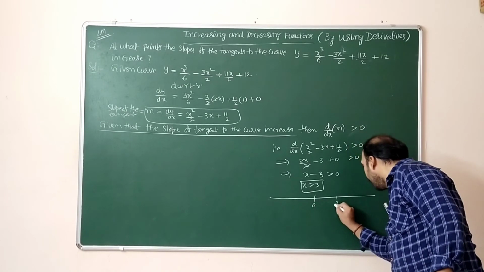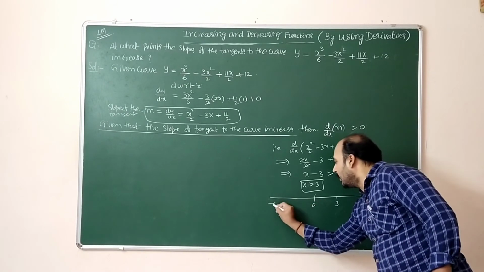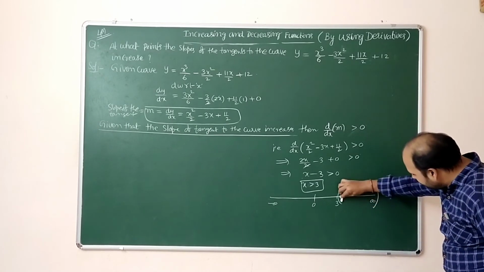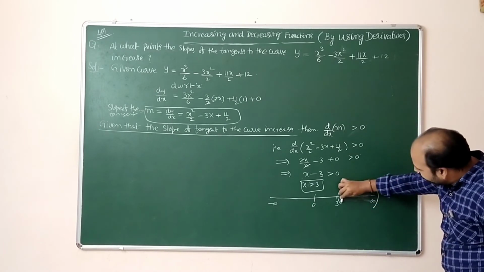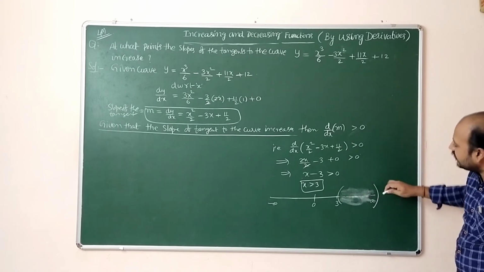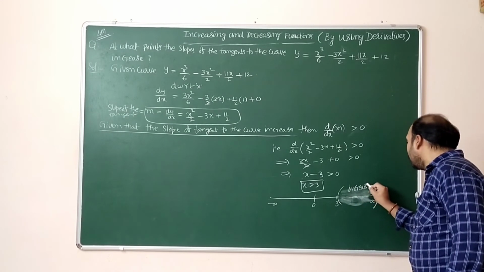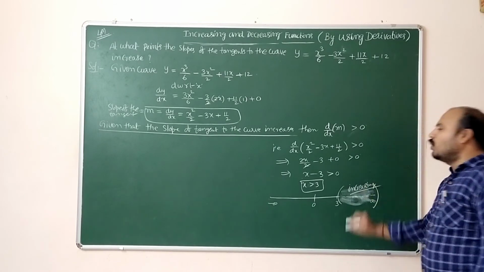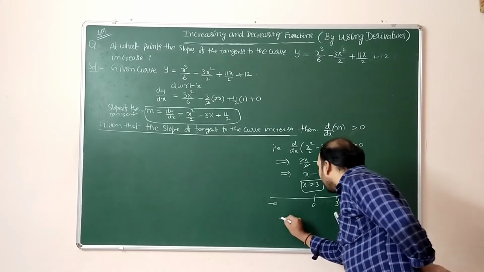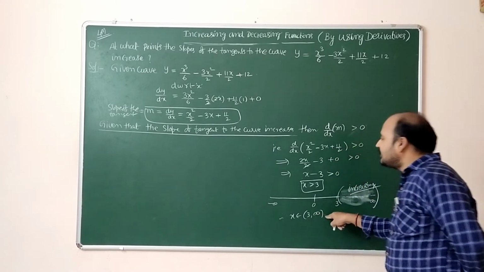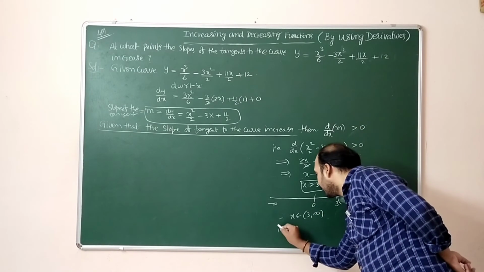On the number line, 0, 3, infinity, minus infinity. x is greater than 3 means from here to here. In this interval, the slope of the curve is increasing. In this interval, it is increasing. They are asking only about increasing, so we will discuss only increasing. Therefore, x belongs to the open interval 3 to infinity. In this interval, the function is increasing.